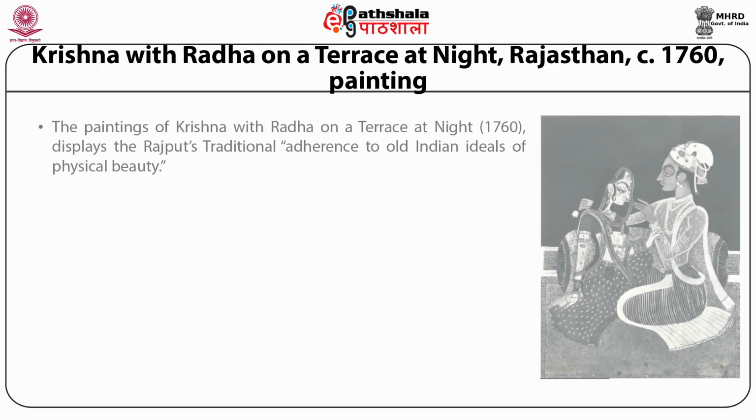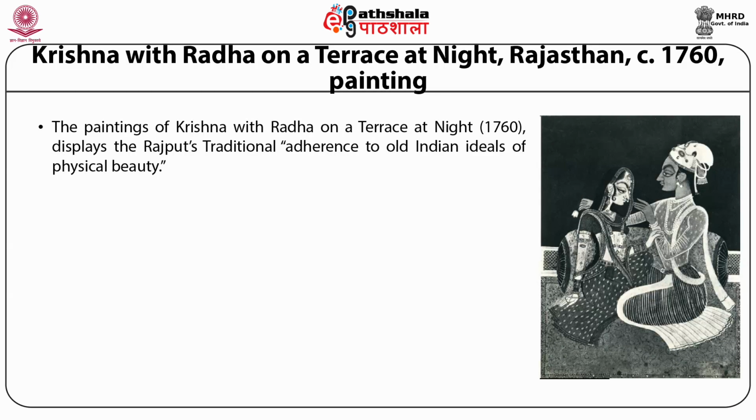1760. The painting of Krishna with Radha on a terrace at night displays the Rajput traditional adherence to the old Indian ideal of physical beauty. This idealized Rajput woman is displayed in profile view wearing the traditional sari decorated extensively with patterns and colors.